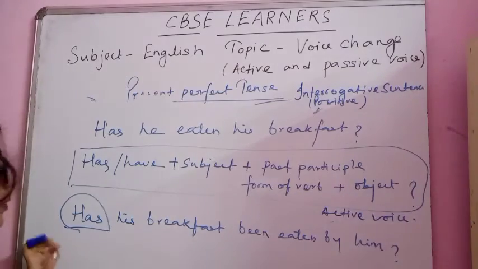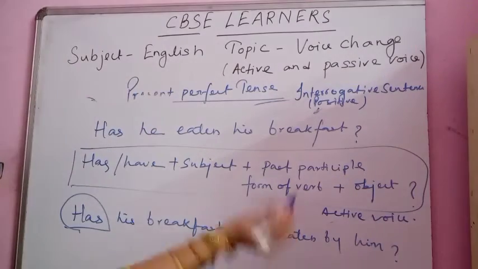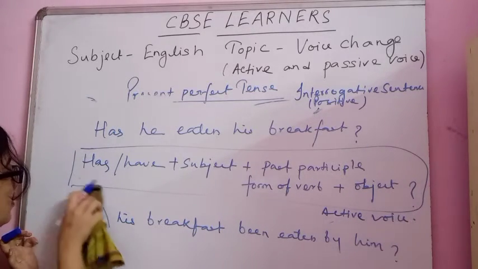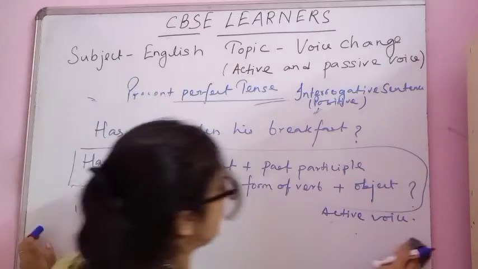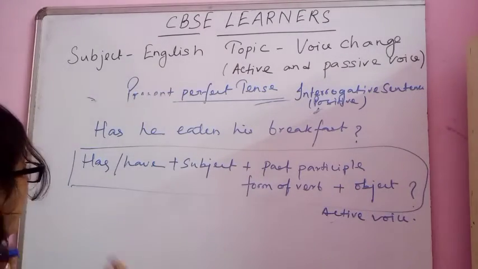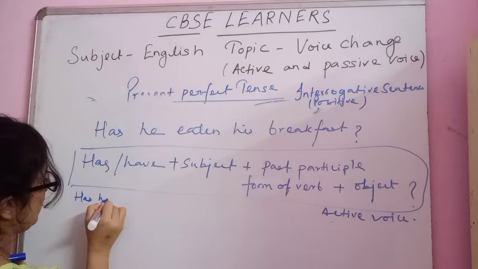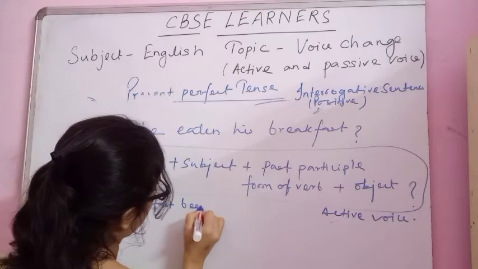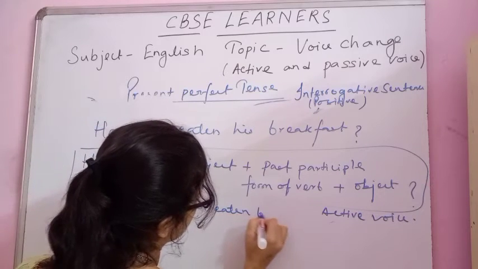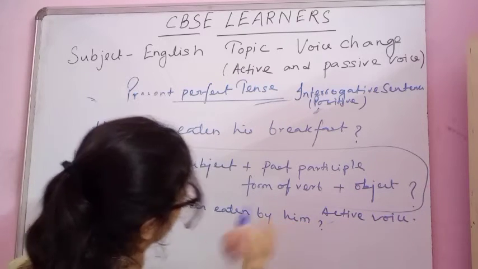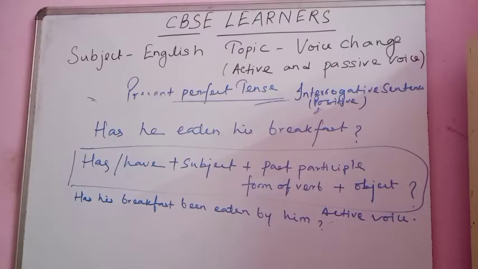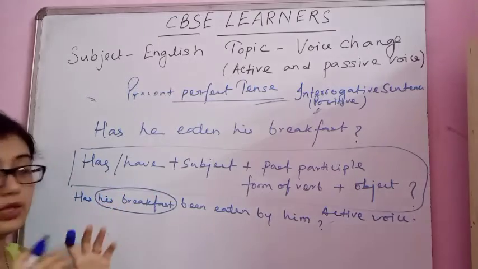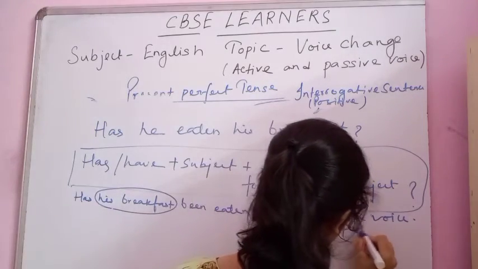subject. Okay, so I will be writing the formula here. Can you see? Yes. So let me write once again, or else you can't see. Has his breakfast been eaten by him? Okay, so has his breakfast been eaten by him? This is also a question, but the focus is on the object, so this is going to be in the passive voice.